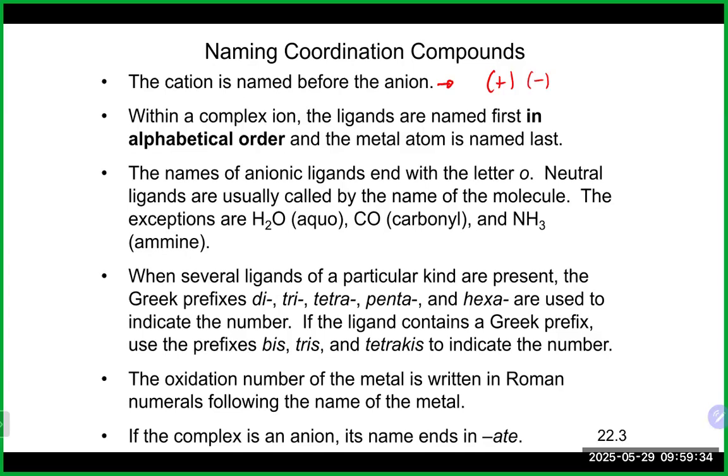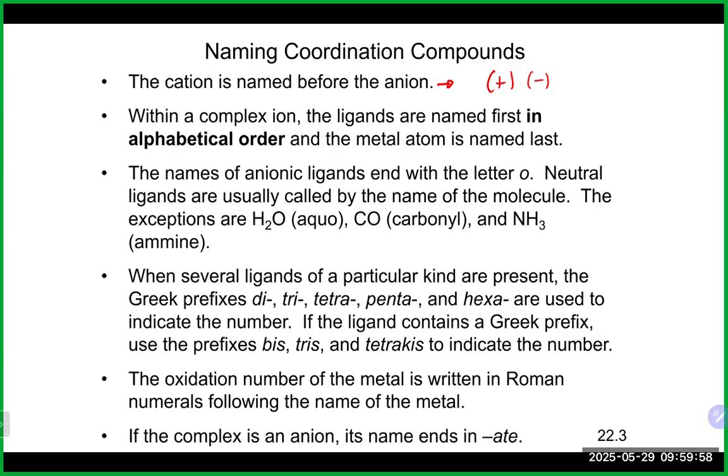Within the complex ion, the ligands are named in alphabetical order first, and the metal comes at the last part of the complex ion name. And that's an important thing to remember. The metal should come at the end of the complex ion part of the name. And what that means is it may not be the actual end of the name.